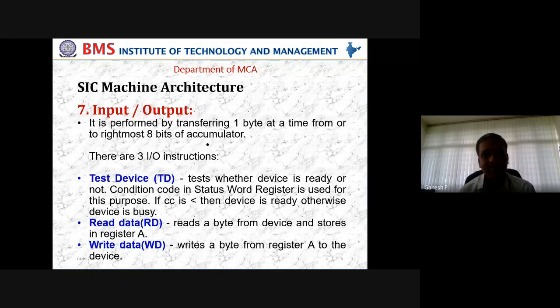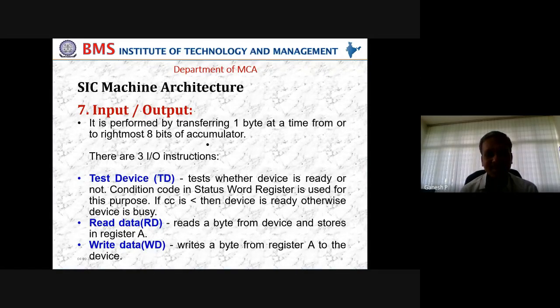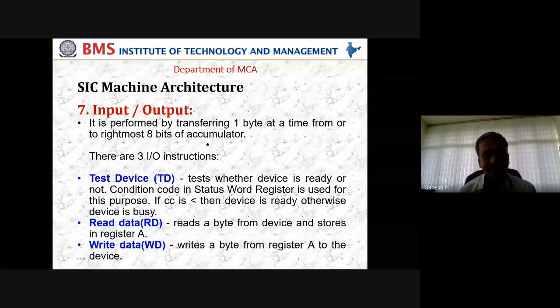As the name says, TD is for testing the device, RD is to read the data, and WD is to write the data. What do you mean by test the device? For example, I have connected a printer to my computer and I want to transfer 10 bytes of data from my computer to the printer. Suppose the printer is off or not ready. Probably I will touch upon the architecture of a single bus later, but right now the printer is not available. So you are transferring the data, but the output device is not ready to receive the data, or you are not able to take the data from the device, whatever the case may be.